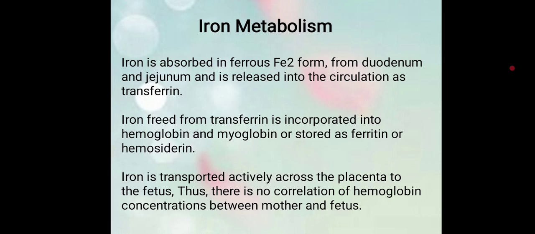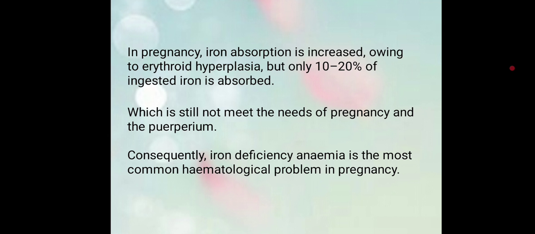Iron is transported actively across the placenta to the fetus. Active transport means against concentration gradient, regardless of maternal ferritin level or hemoglobin level. There will be active transport of iron through the placenta. So no correlation of hemoglobin concentration between mother and fetus. Consequently, iron deficiency anemia is the commonest hematological problem in pregnancy.